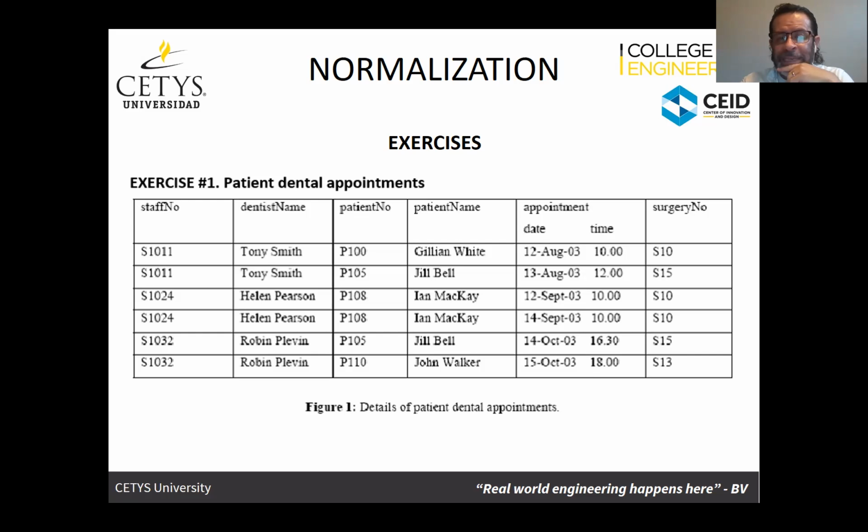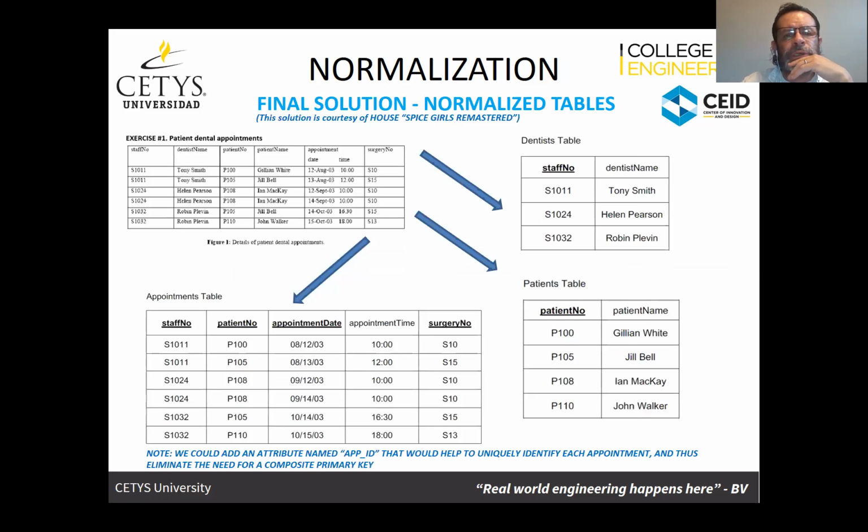Okay. So basically, what we need to do here is kind of separate this table into different tables that are going to comprise the information. Just validate that these follow the normalization rules.